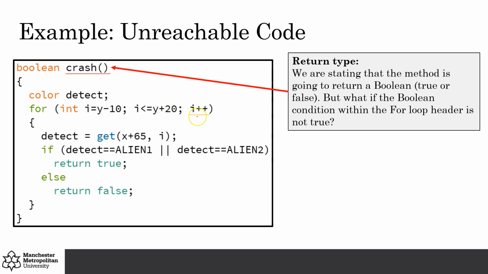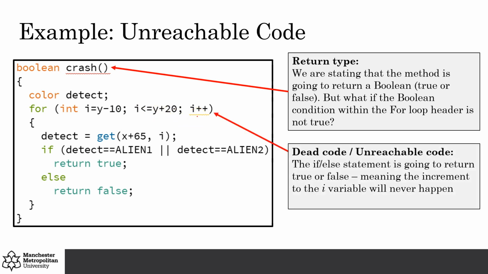And then in terms of this i++, this is referred to as dead code or unreachable code. The reason we call it that is, if you look at this for loop here, let's say this for loop evaluates to true, and then it does something such as get the colour of a pixel, and then it has an if statement. So if the colour of the pixel is equal to the same colour as alien 1, or that coloured pixel is the same as alien 2, we can return true, else return false. So if we get to the point where we're running this if statement, it's either going to return true, and if it doesn't return true, it's going to return false, which means we never actually get a chance to increment that counter variable. Okay.